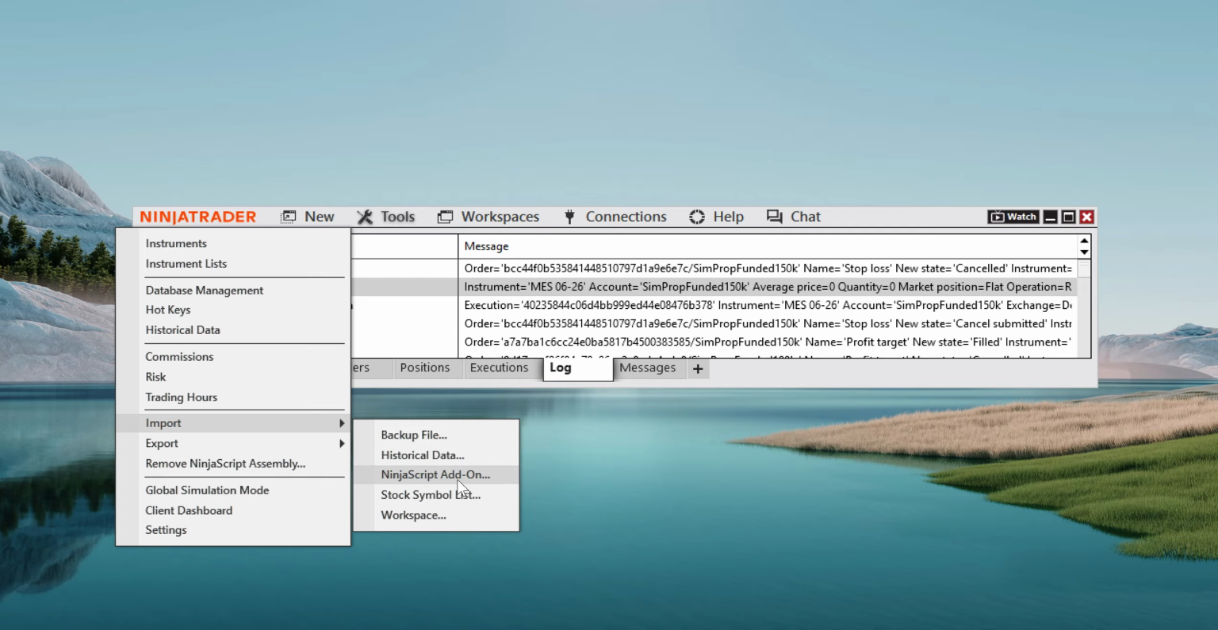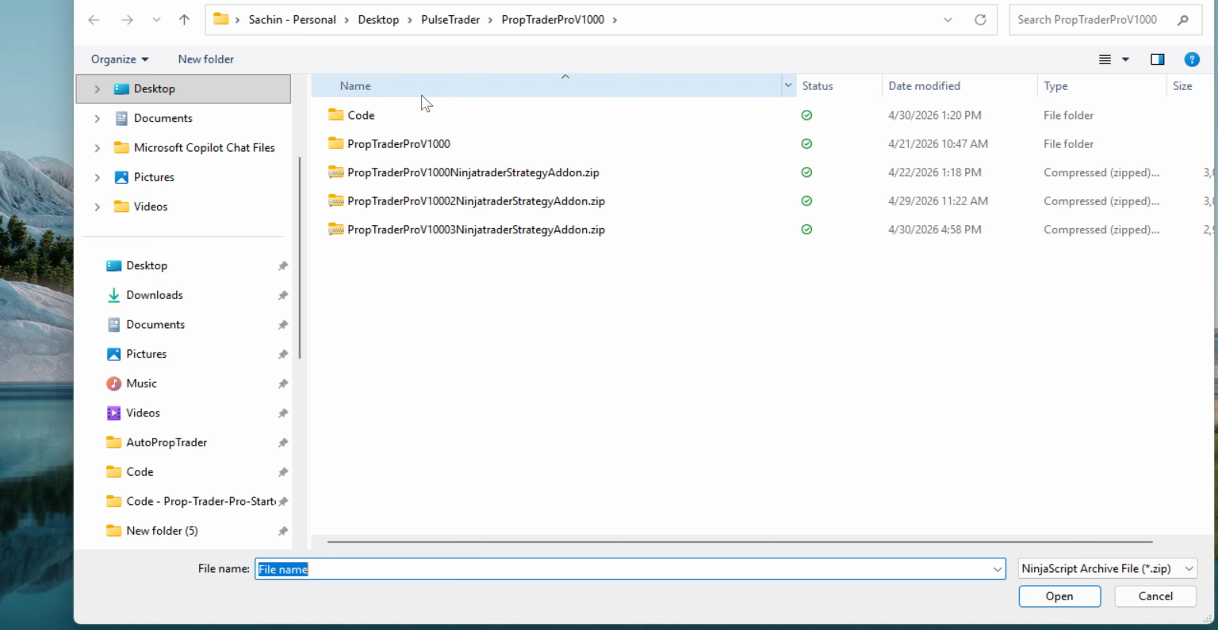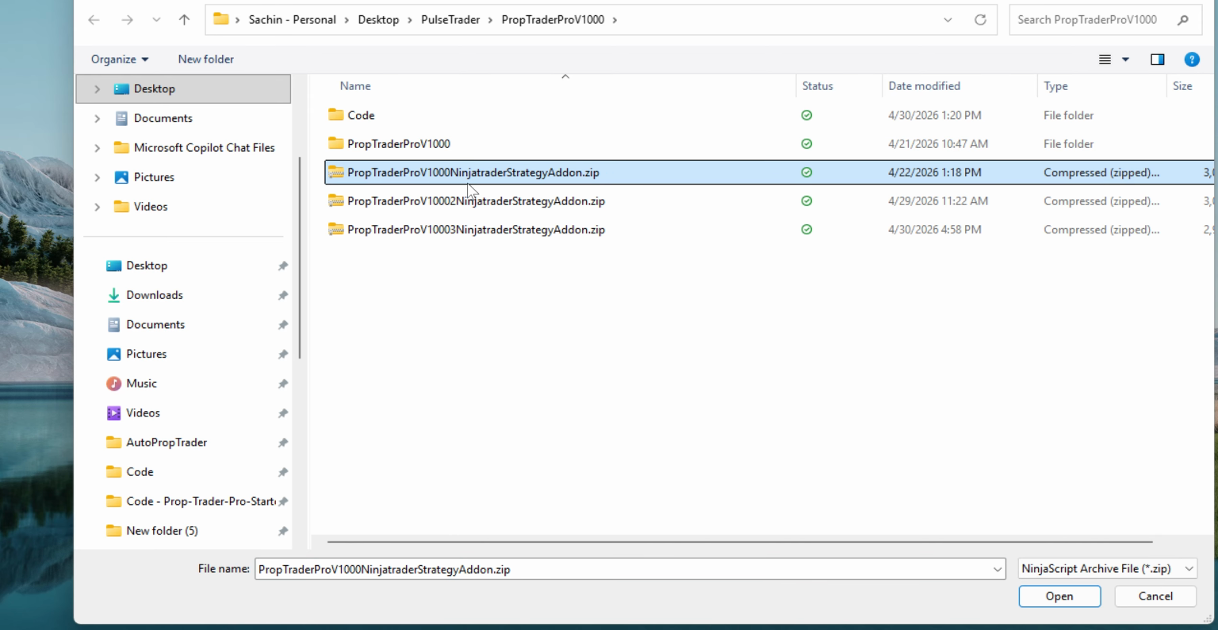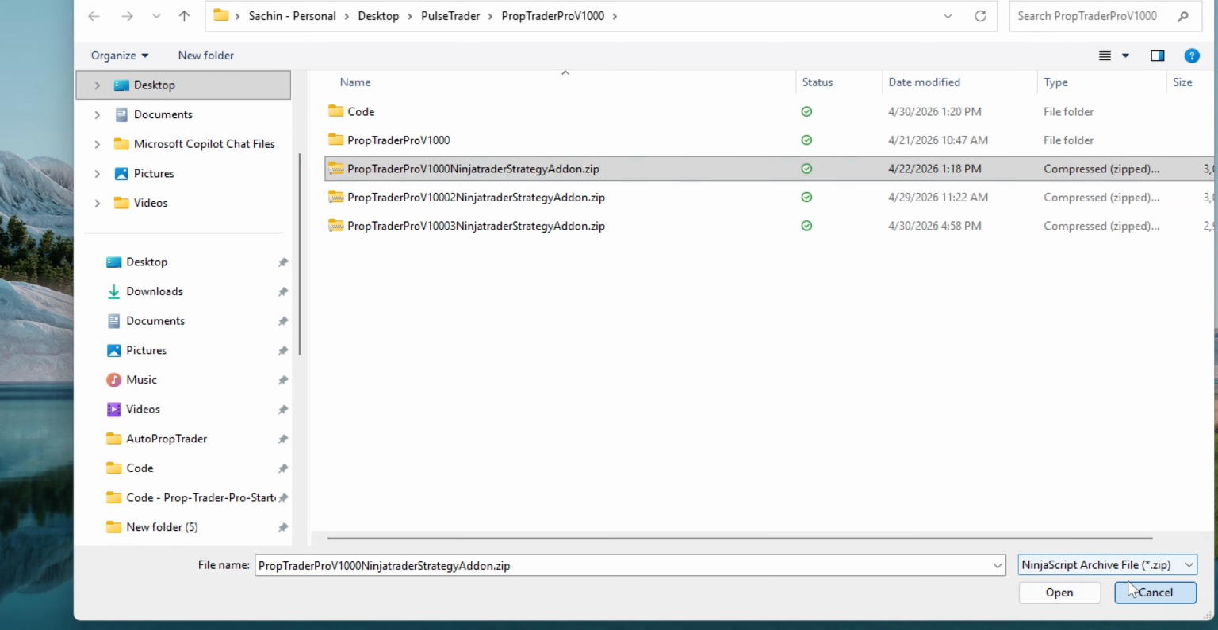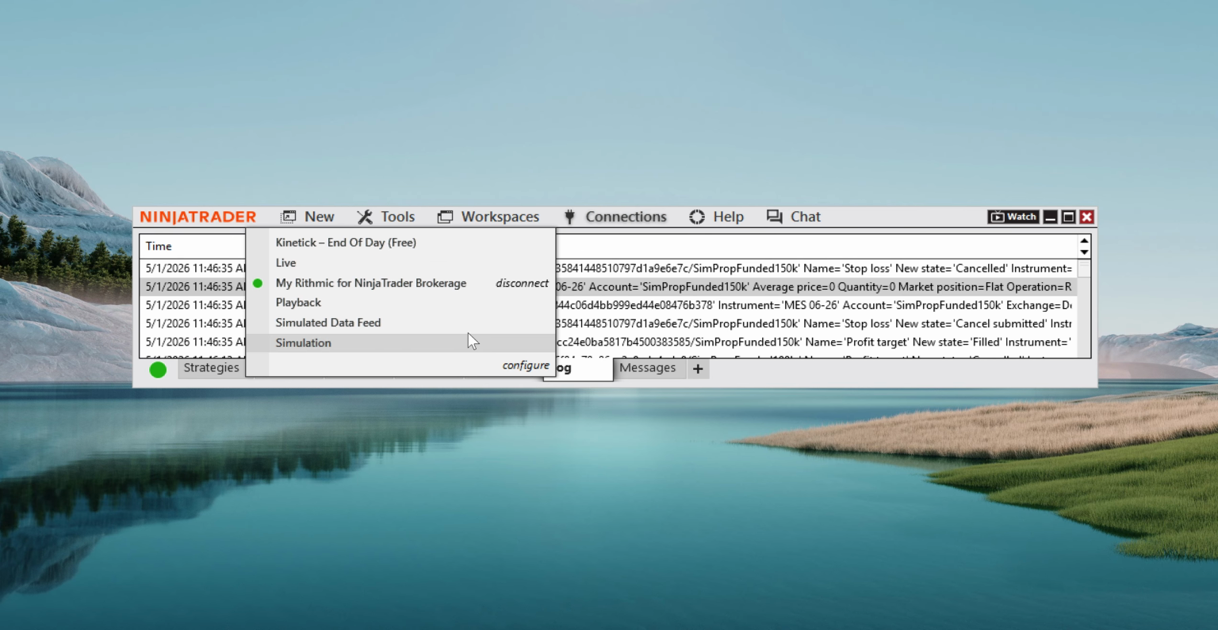You go to Import, and then you go to NinjaScript Add-On, and once you click, point to wherever your add-on zip file is, wherever you have downloaded. That's where you install. So that's one thing we use Import for. Otherwise, you can go to Settings, and also you need to establish the connection.